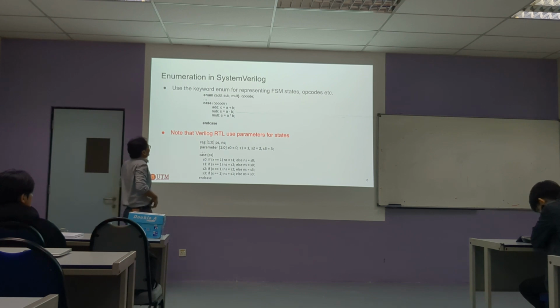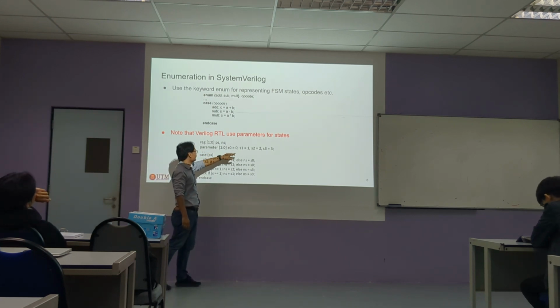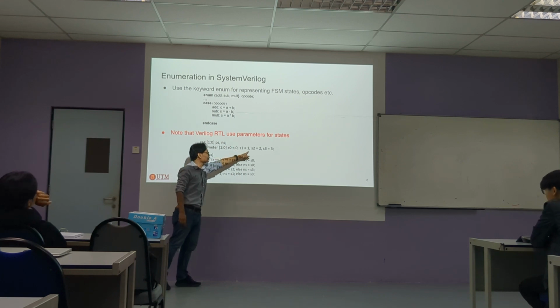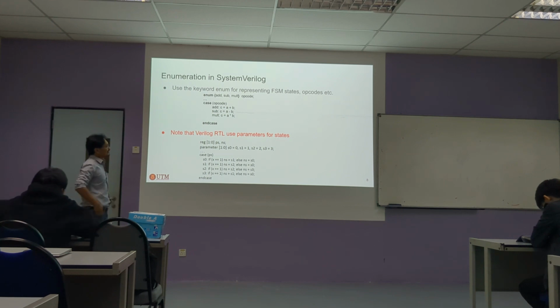Okay, this is another interesting one. If you use a state machine, use enum instead of parameter. In Verilog before, maybe you used parameter. In the parameter, normally we define it like this. There might be different ways. We define each state by assigning a certain integer number, right? With the numbers S00, S11.